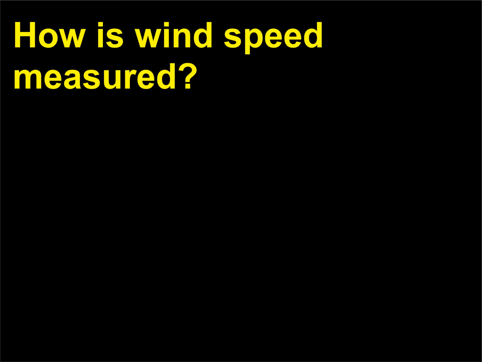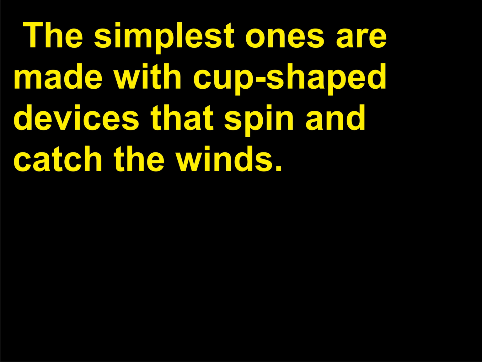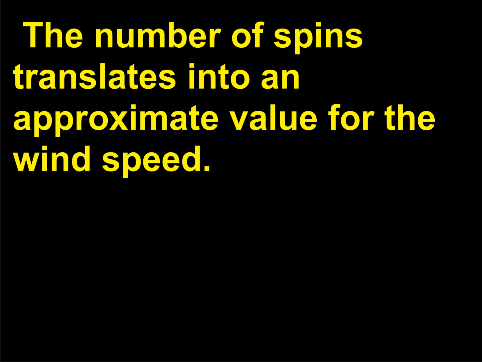How is wind speed measured? Wind speed is most often measured using an anemometer. The simplest ones are made with cup-shaped devices that spin and catch the winds. The number of spins translates into an approximate value for the wind speed.